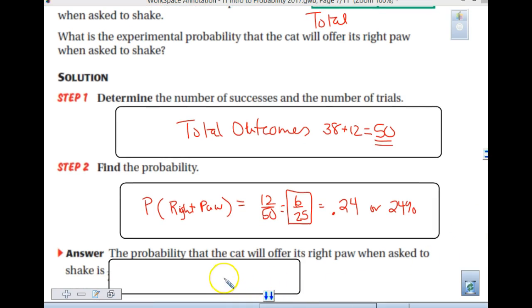So, if we are looking at that one, the probability that it will offer its right paw, we just put that right up here. 6/25, 0.24, or 24%. So you don't need to write it again. Key thing to remember whenever we do probability is we are looking at the word successes over the total. It is always successes over your total. Okay?